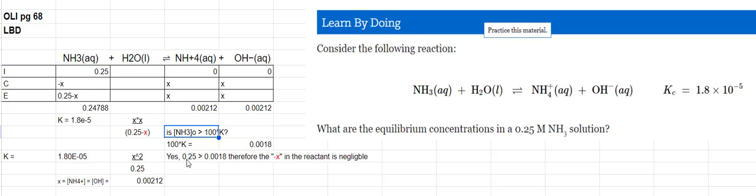And so we go through the evaluation, and yes, the initial concentration, 0.25, is greater than 100 times the K. The K is 1.8 times 10 to the minus fifth. And so if you multiply that by 100, you'll get 0.0018, which is smaller than, of course, 0.25. So therefore, you could ignore the x, and that makes the algebra much simpler. So now you just simply cross-multiply and take the square root of that product. And then you have the answer for x, which is the concentration of the ammonium and the hydroxide.